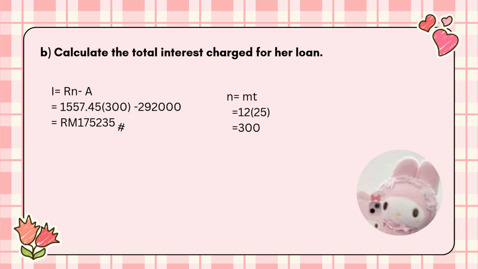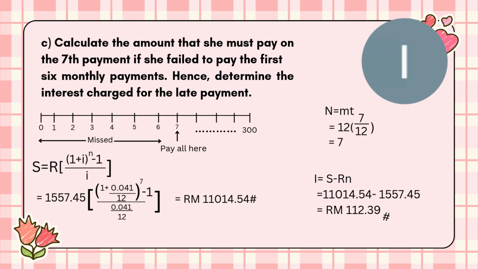For question C, calculate the amount that she must pay on the seventh payment if she failed to pay the first 6 monthly payments. Hence, determine the interest charge for the late payment. She failed to pay the 6 monthly payments and has to pay on the 7th payment, all of it together. We are going to use future value of annuity as the formula. S is equal to R times 1 plus interest to the power of number of payments, minus 1, over interest rate.